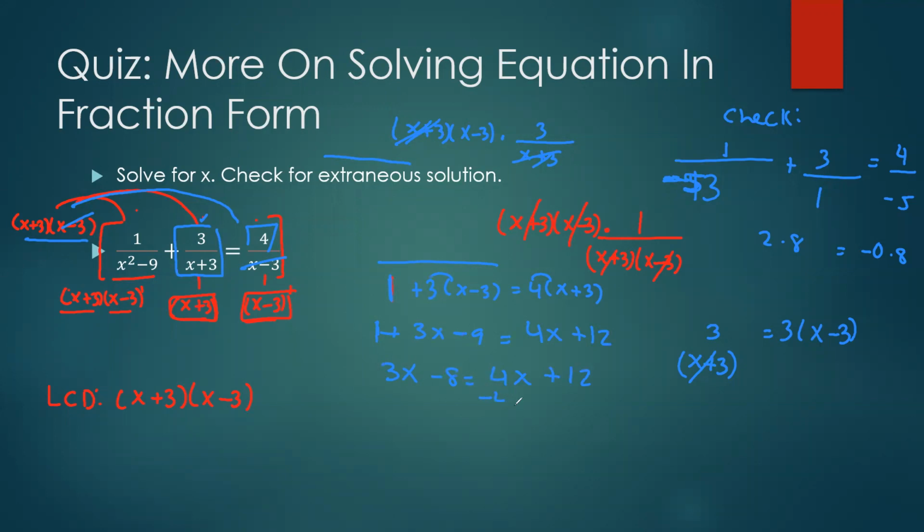Solve for x, so subtract 4x, which cancels. 3x minus 4x is negative 1x. Add 8 to both sides. That's 20. So x equals negative 20. Okay, now we're going to check.